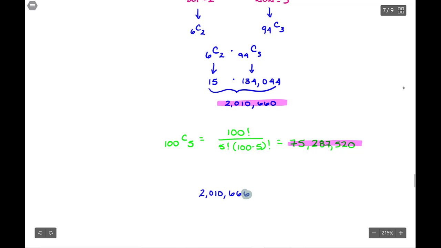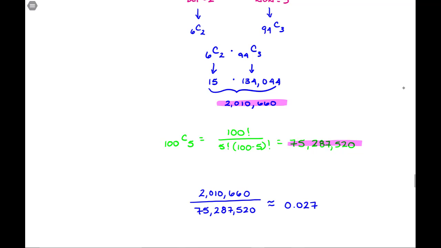2,010,660. Whoa, not 666. That's bad. I got to go bless my computer now. 75,287,520. Type that in the calculator, you get approximately 0.027. So there is a 2.7% chance that exactly 2 of the 5 TVs selected will be defective.